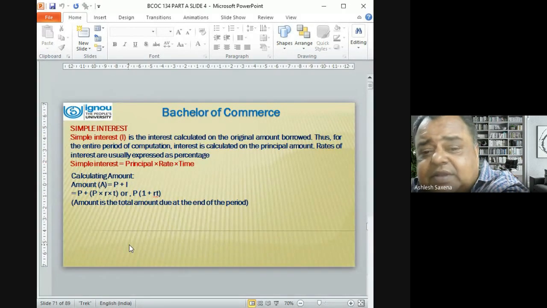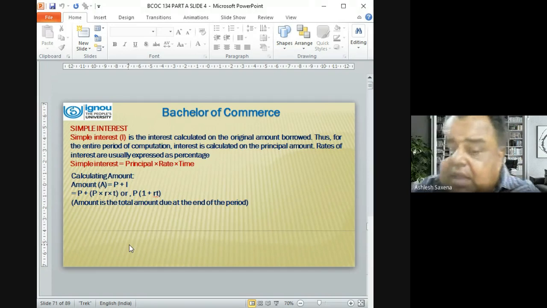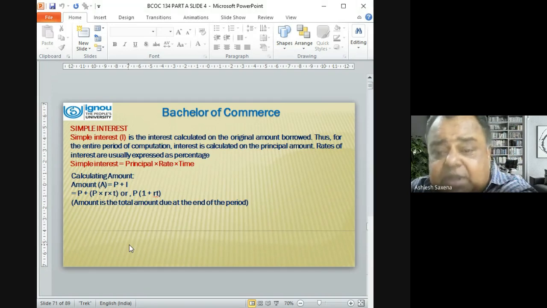Calculating it, the amount is principal plus interest, so interest is P into R into T. When you add up, take out P common and you will be left with 1 plus R. Amount is the total amount due at the end of the period, not at the beginning of the period.